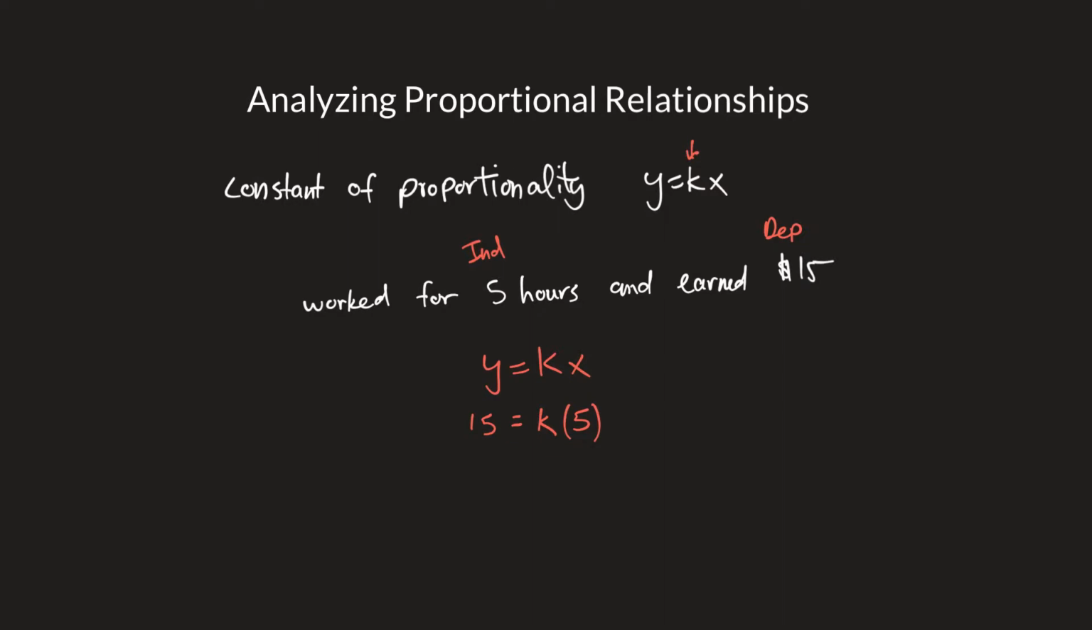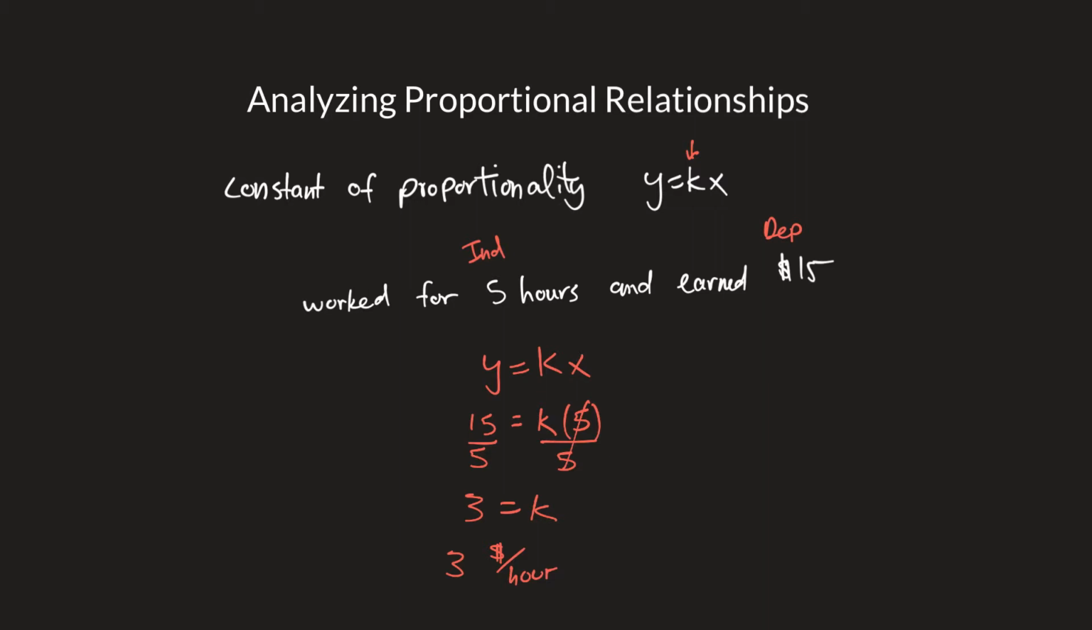Okay, so since that's multiplication, you use division to solve it, and you divide by 5 on both sides. These cancel out, and k is equal to 15 divided by 5, which is 3. And I know you're probably thinking, hey, I knew I made $3 an hour. That's what this means, by the way. That's $3 dollars per hour. That is your unit rate. That is the constant of proportionality is 3.